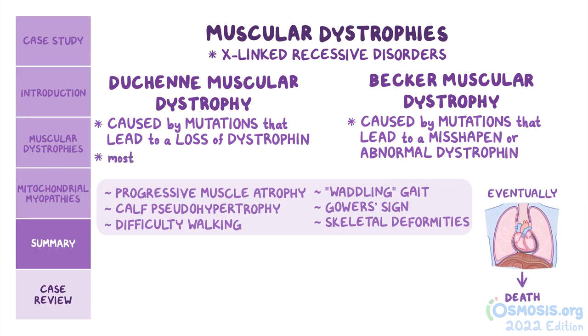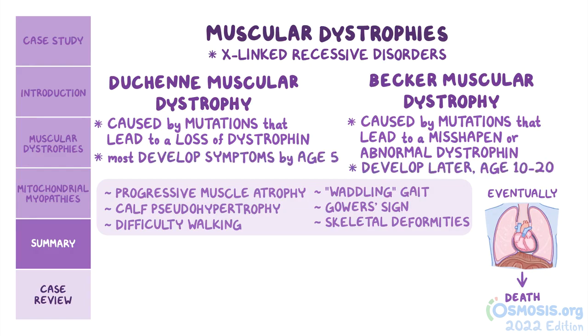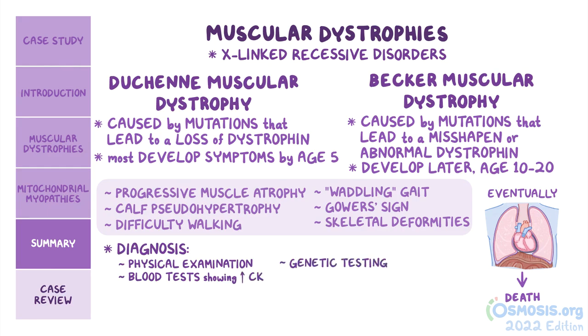Most individuals with Duchenne develop symptoms by the age of 5, while Becker tends to develop later, between the ages of 10 and 20. Diagnosis is based on physical examination, blood tests showing high CK levels, genetic testing, and rarely, muscle biopsy.